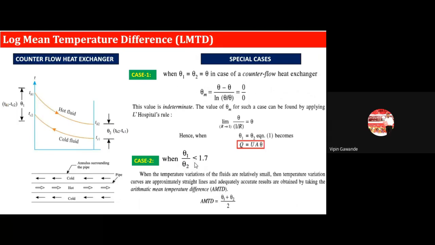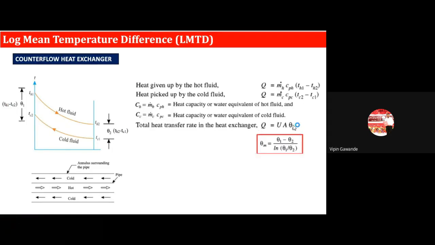Now, the second case: if theta 1 is less than theta 2, by a small amount, then theta m is equal to theta 1 plus theta 2 divided by 2. That is called the arithmetic mean temperature difference. So you have to be very careful while calculating theta m for the problem, for parallel flow and counter flow heat exchangers. And this condition is very important, and it is only for the counter flow heat exchanger. So when theta 1 is equal to theta 2, just consider theta m while calculating this Q. When we are calculating this Q value, this theta m is taken as what?